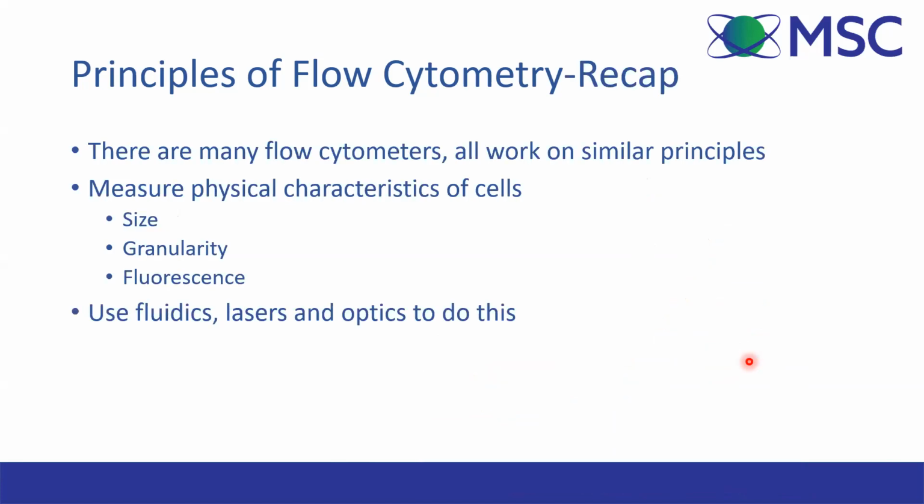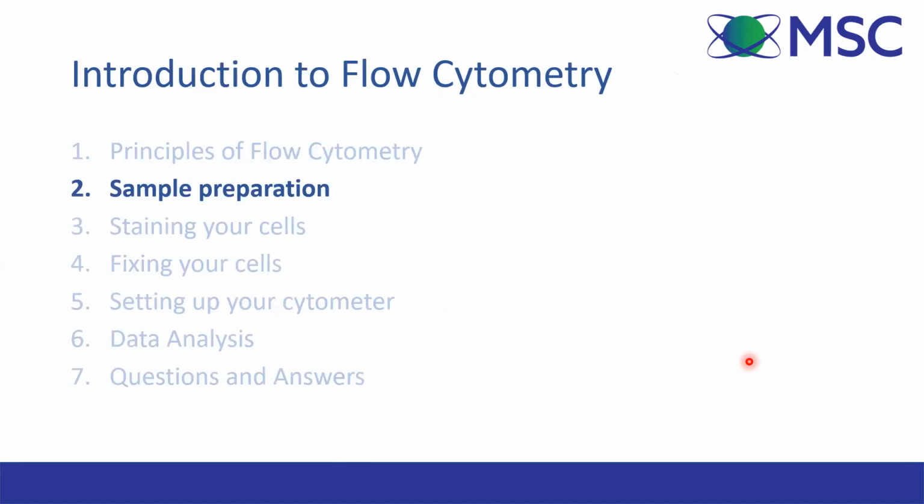So that's really the very basics of the principles of flow cytometry. Obviously, there's much more information available in different resources, but I think we've covered the fact that there are many different types of flow cytometers, but all of them work on similar principles. Flow cytometry can be used to measure physical characteristics of cells, such as size, granularity, and any fluorescence. And it uses lasers, fluidics, and optics to do this. So next, we'll move on to talk about sample preparation.